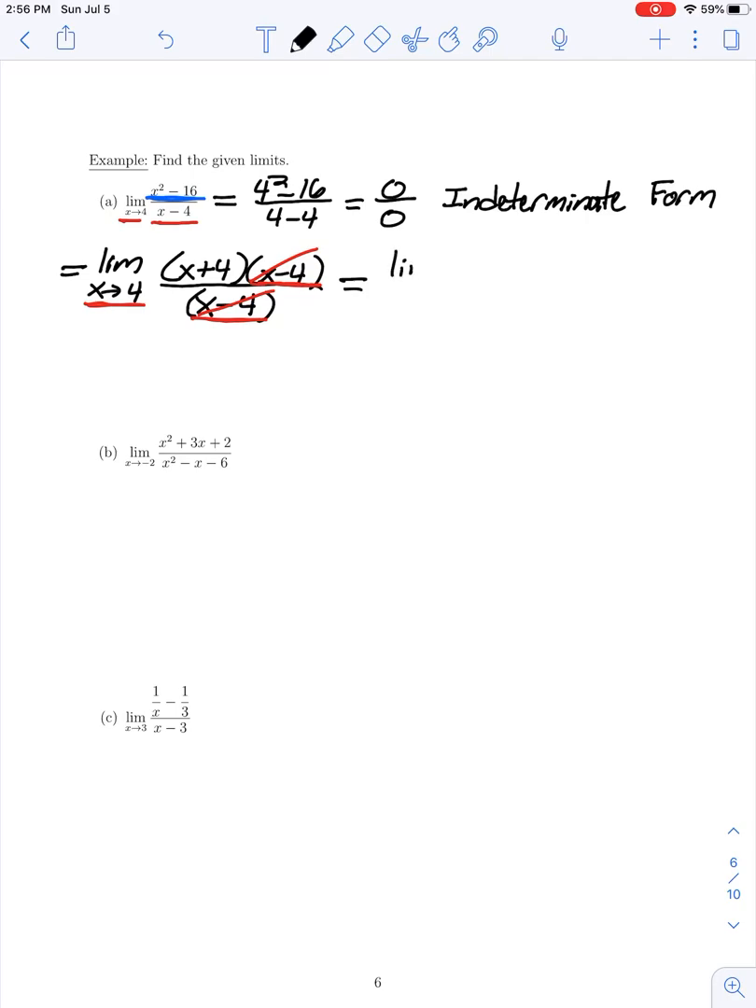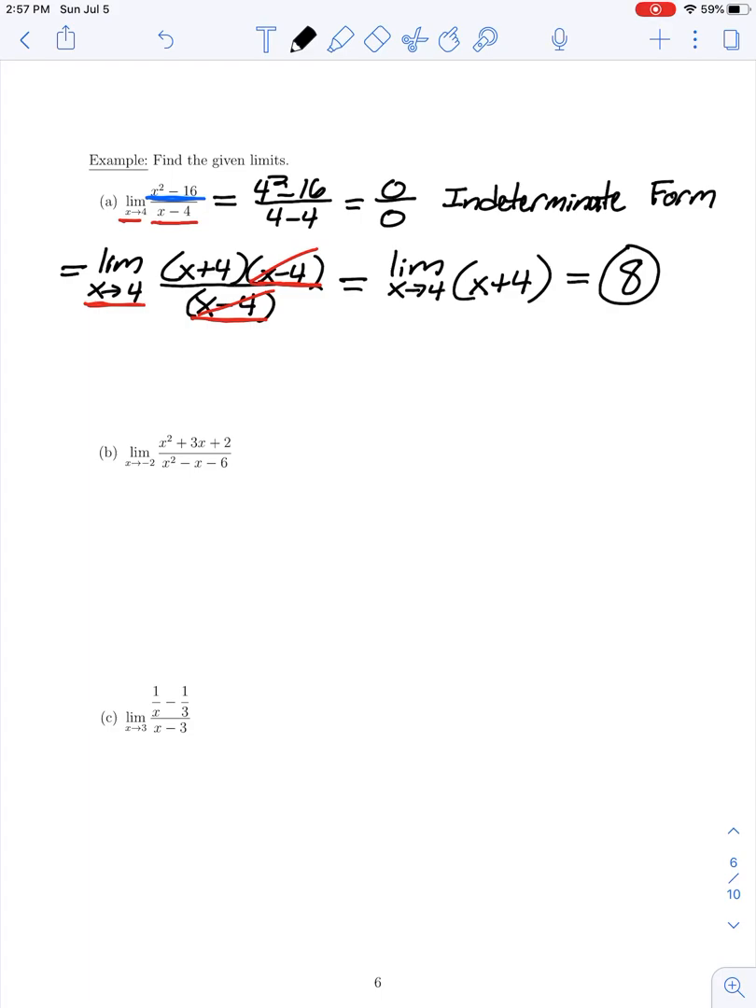and I'm left with the limit as x approaches 4 of x plus 4, which is simply the limit of a polynomial. And to evaluate the limit of a polynomial, we just plug in the indicated value for x. So here, plugging in x equals 4, we're left with a value of 8 for our limit.